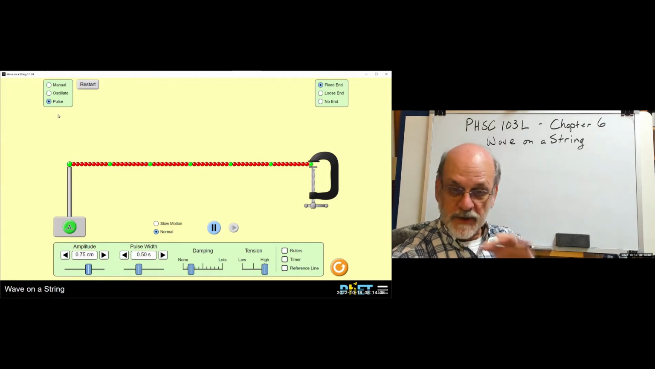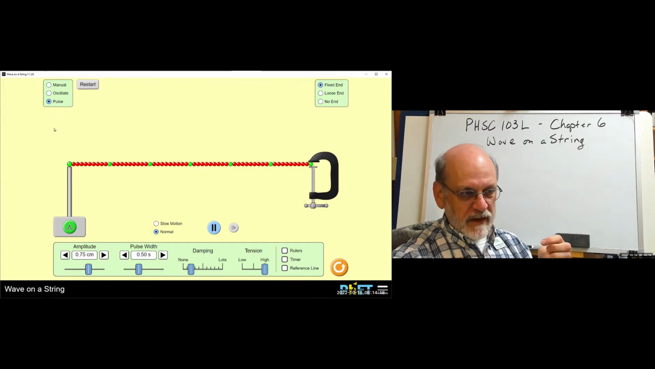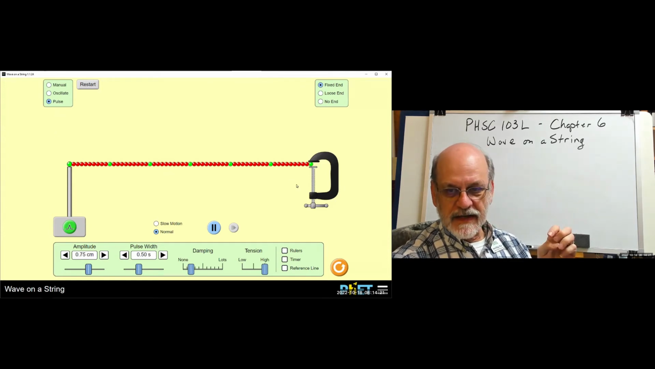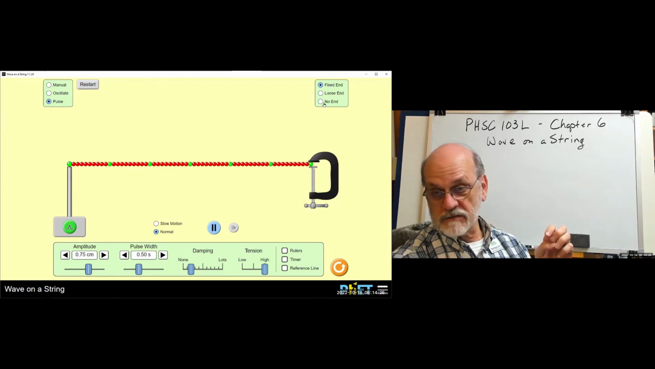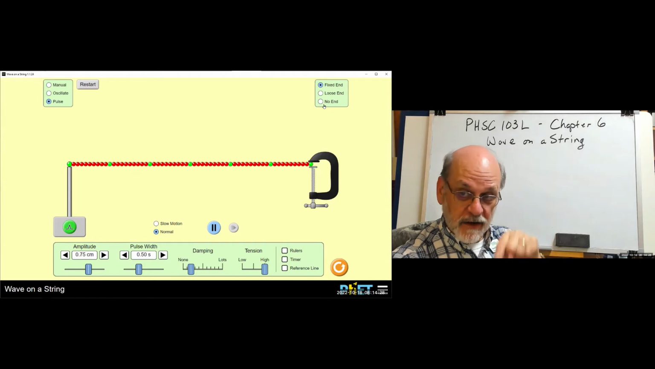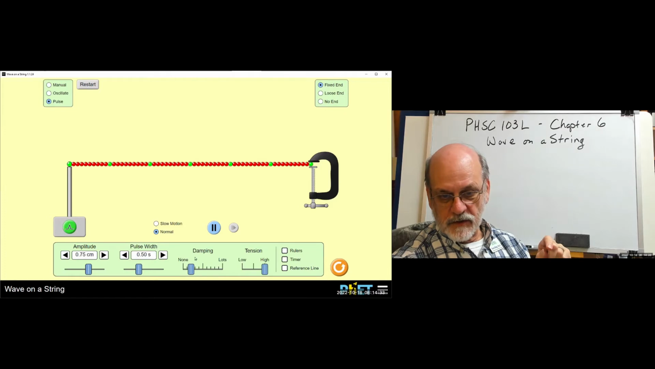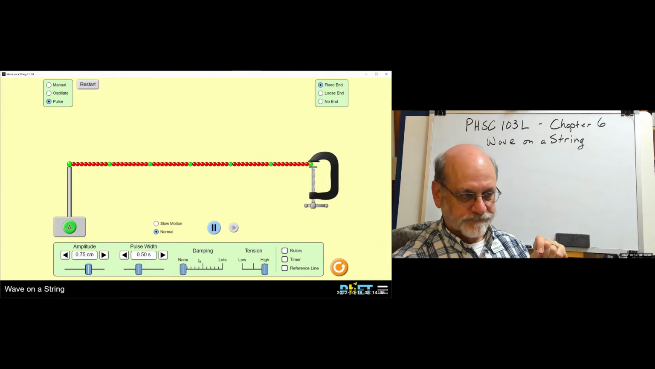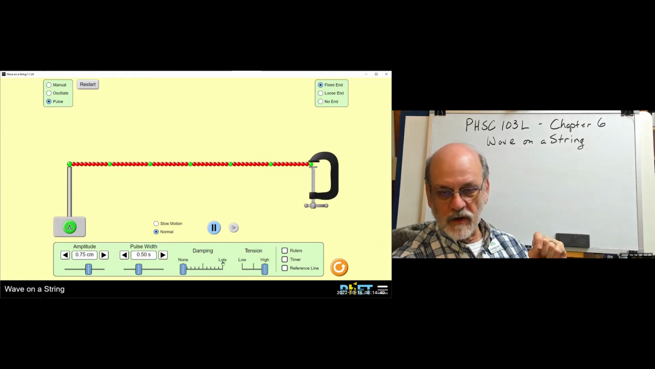Okay, it opens up another. These things are context sensitive, so when you select something different, you may get access to other variables. So we set it for pulse. We've set it for fixed end, which is here. This is fixed end. You can change it different ways, but for this particular experiment, we want fixed end. We want no damping. So we'll go down here and slide it over to no damping. And tension we want on low. Slide that over to low.